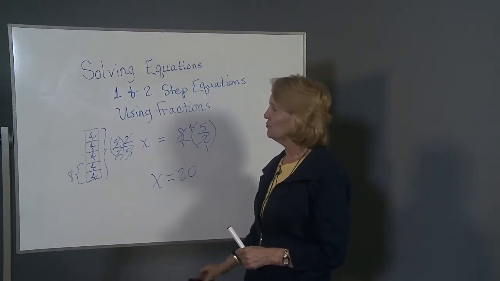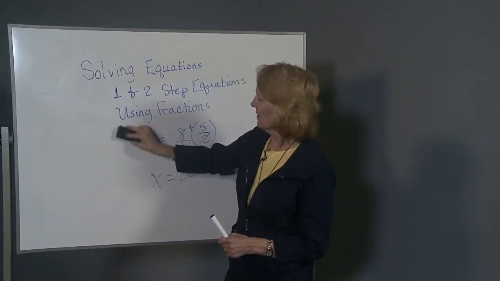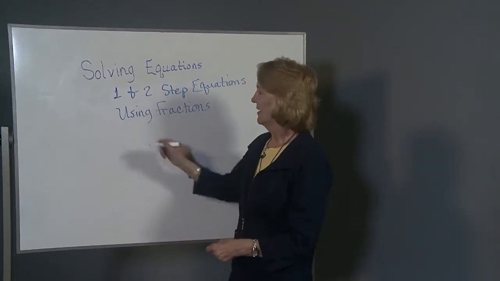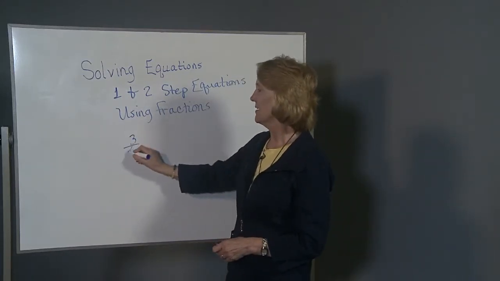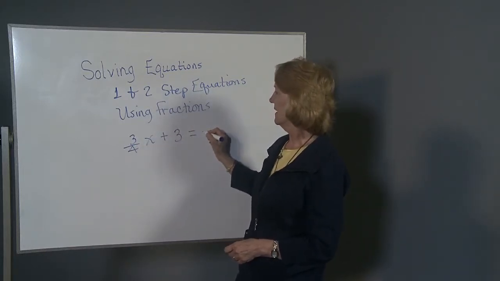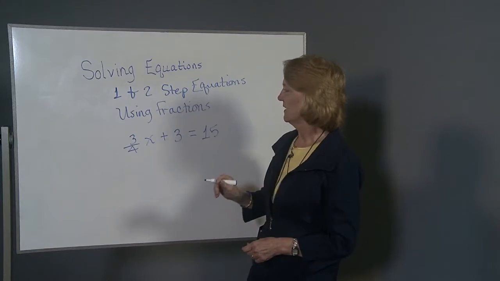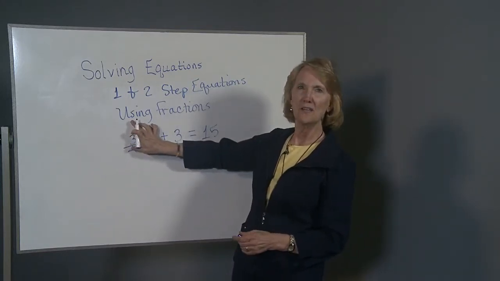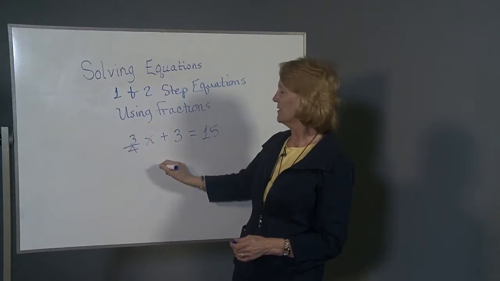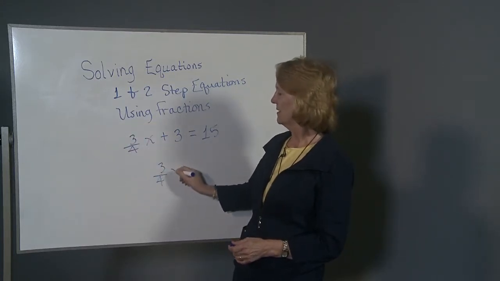Okay, let's do a 2-step equation. What if you had 3/4 of a number plus 3 equals 15? What plus 3 would make 15? What plus 3 must have been 12. This must have been 12.